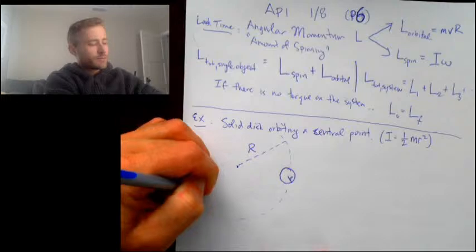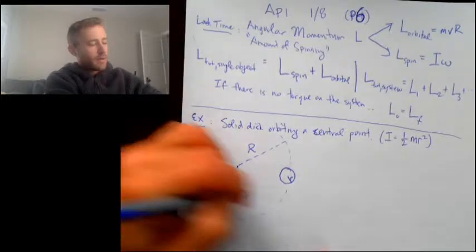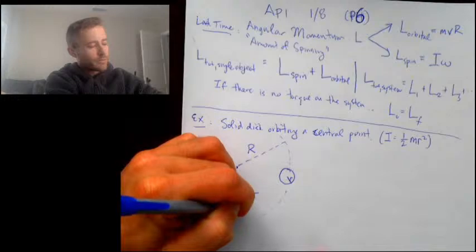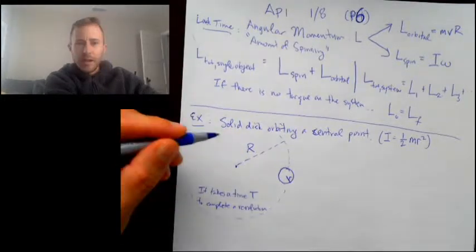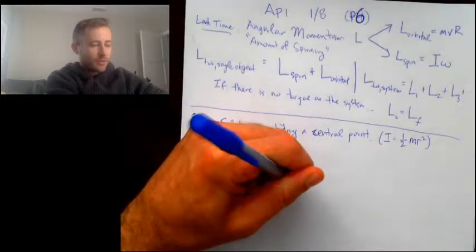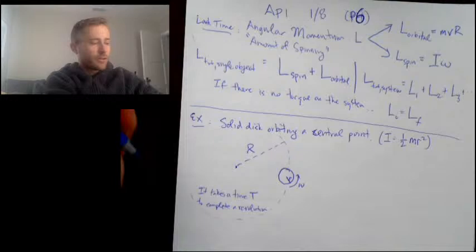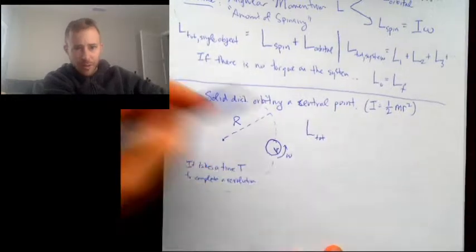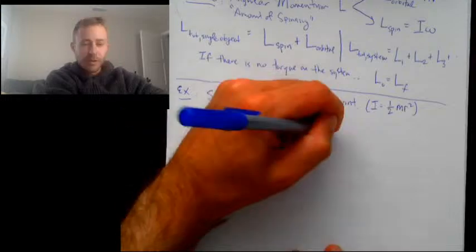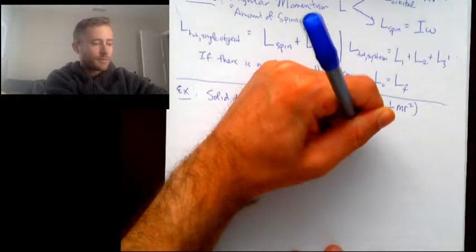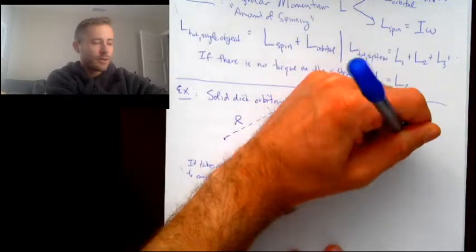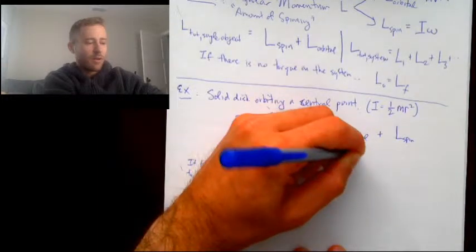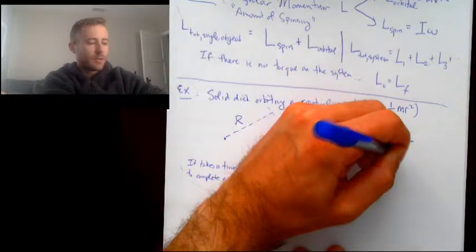It takes a time t to complete a revolution. And the disk is also rotating with an angular velocity of omega. And so what I would like to do is figure out what is the total angular momentum of this disk. Now, because the disk is orbiting and it's spinning while it's orbiting, it's going to have orbital angular momentum and it's going to have spin angular momentum. Orbital angular momentum is mvr, and spin angular momentum is I omega.